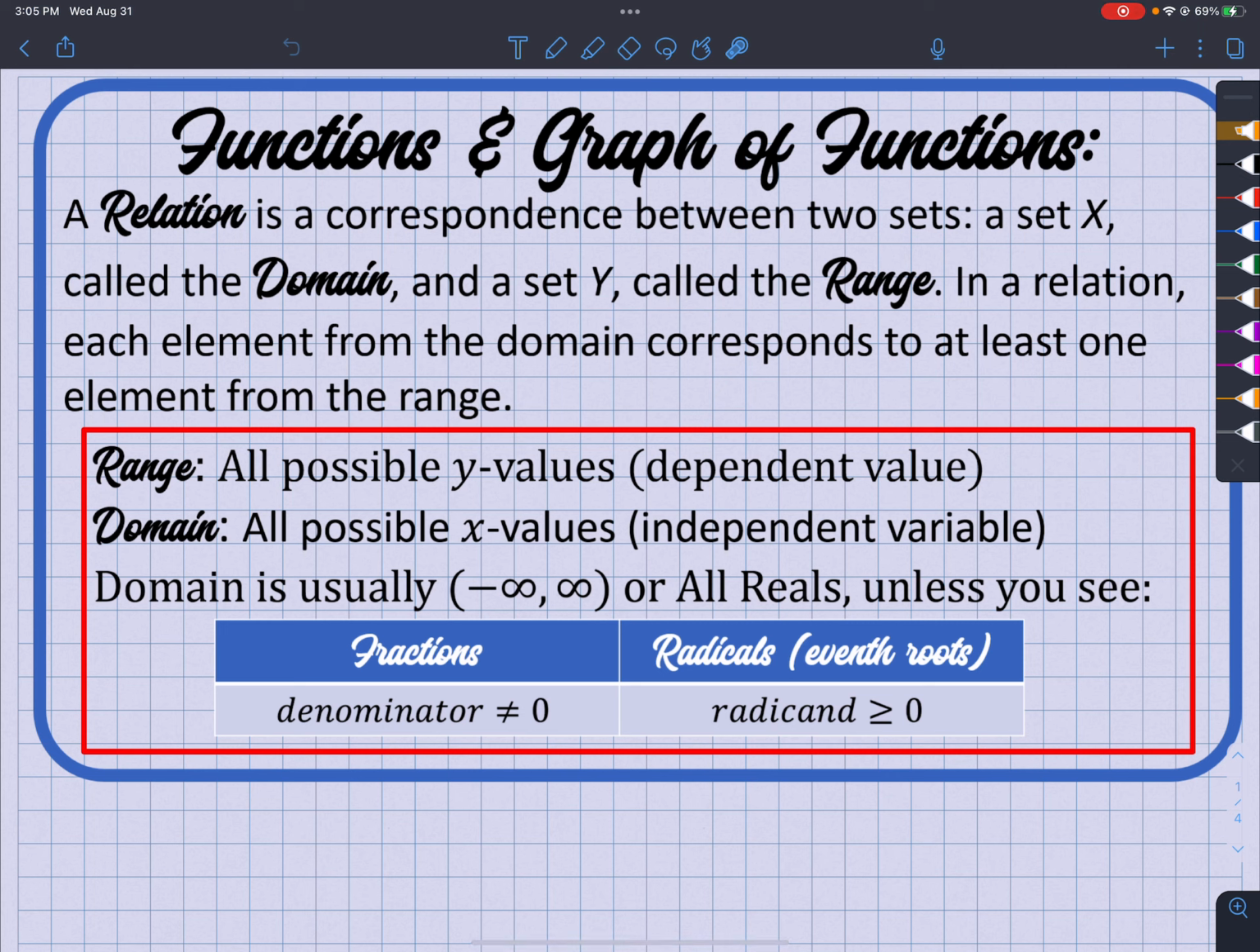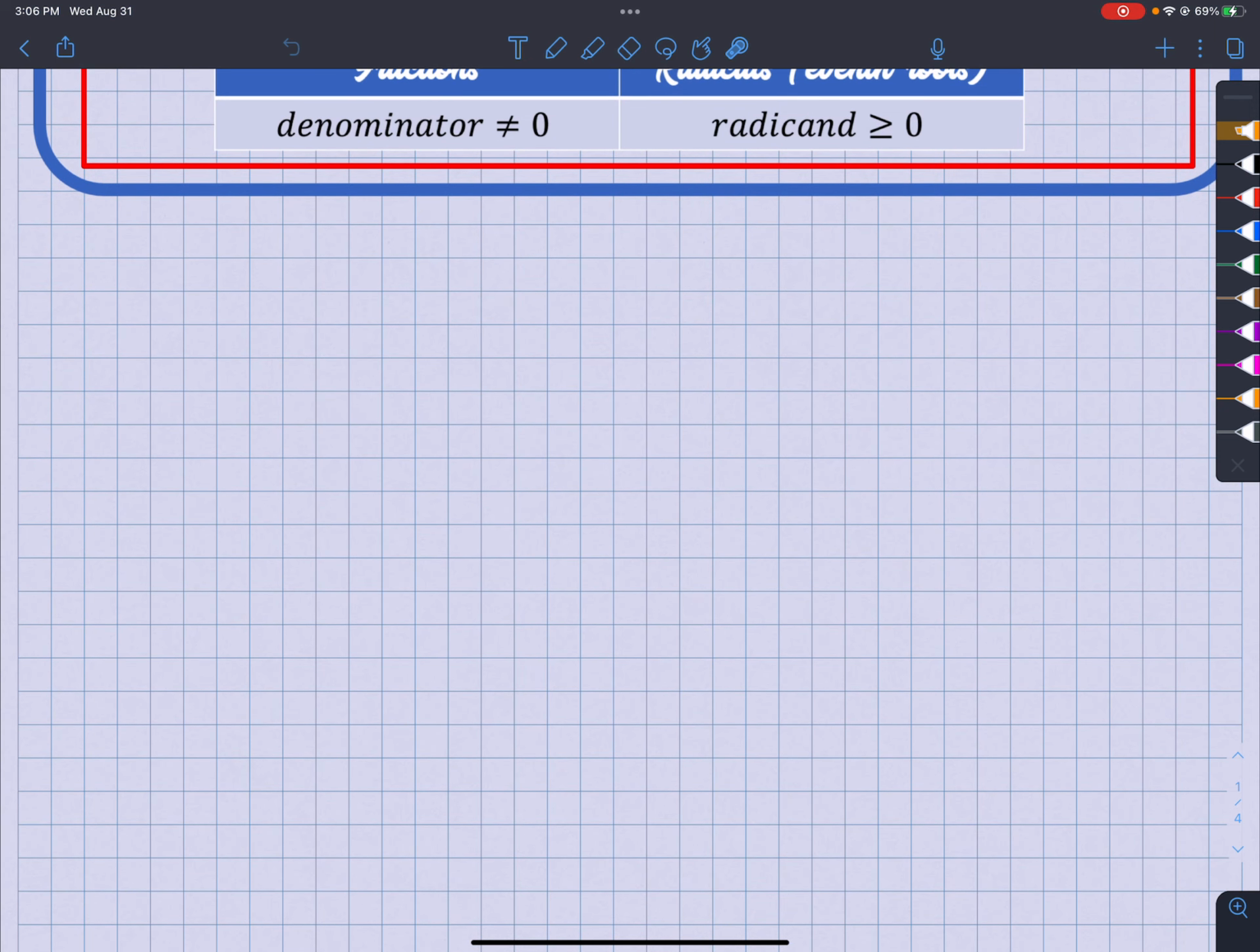Domain is what's usually going to be asked anyways, unless of the range. The domain is typically negative infinity to positive infinity, which is known as all reals, unless you see fractions or radicals, especially with the even root. With fractions, the denominator cannot equal 0, and with the radicals, the radicand has to be greater than or equal to 0. All right? So let's take a look at some examples.